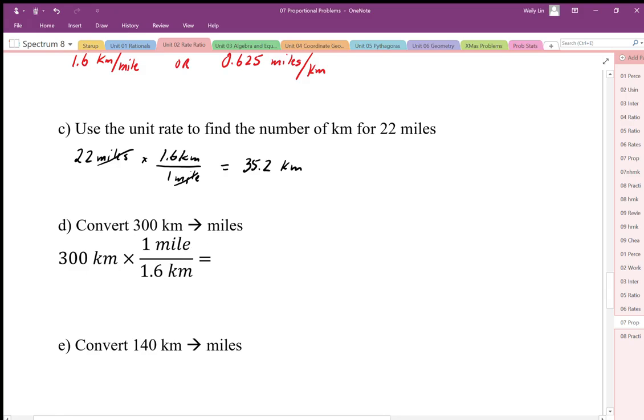Now 300 kilometers to miles. Again, we could use this unit rate here. In this case, the kilometers again cancel. Again, we could have used the other one, but as long as you have it in the right orientation, it doesn't matter. So we end up with 300 kilometers divided by 1.6 kilometers per mile. That would be the same as going in the opposite direction. Instead of multiplying by 1.6, we're going the other way, so we're going to divide by 1.6. So we get 187.5 miles.